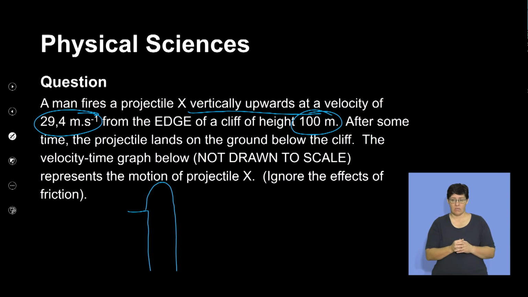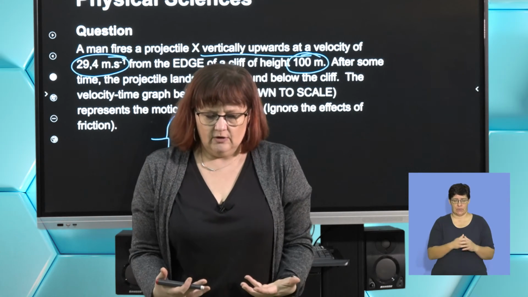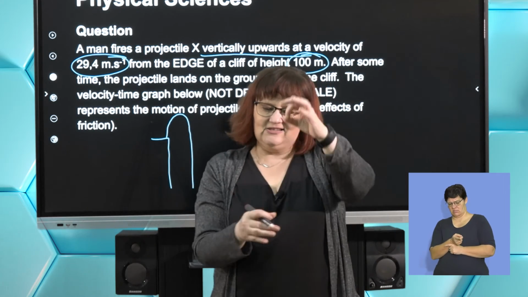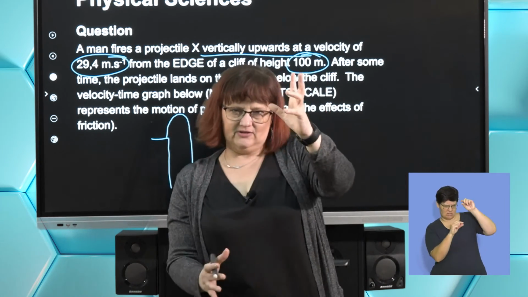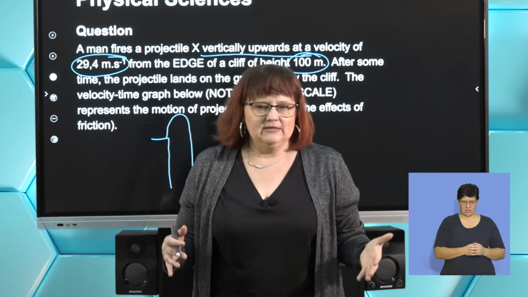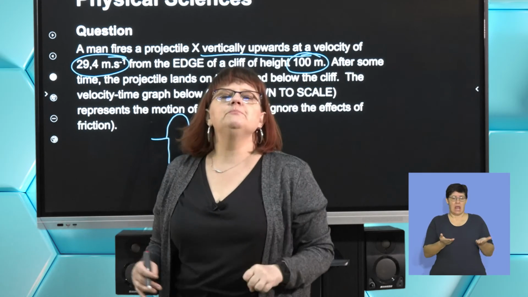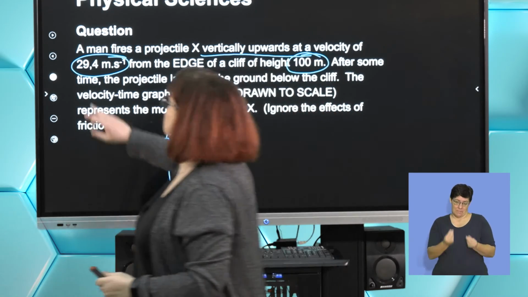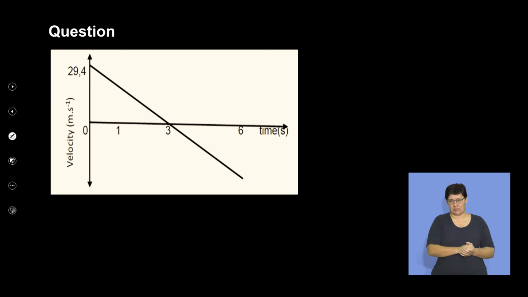They put that in because sometimes we think when we get a graph in an exam or a test, we look at it and we go, it doesn't feel like it's right. It's okay, it's not about that. You're going to get important pieces of information from the graph, and that's what we're using. So here's the graph. So this is what we know. Initial velocity, 29,4.